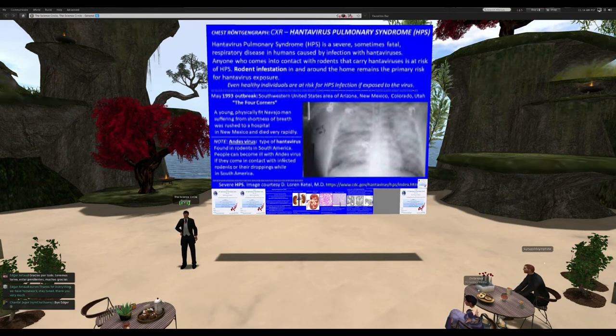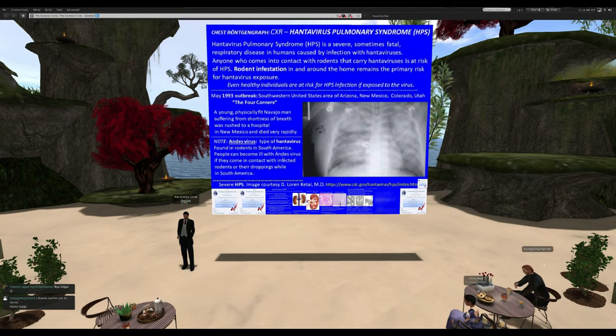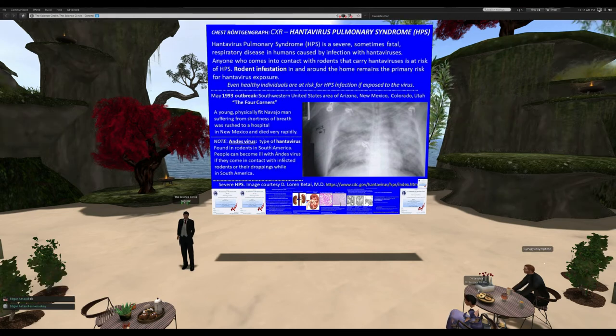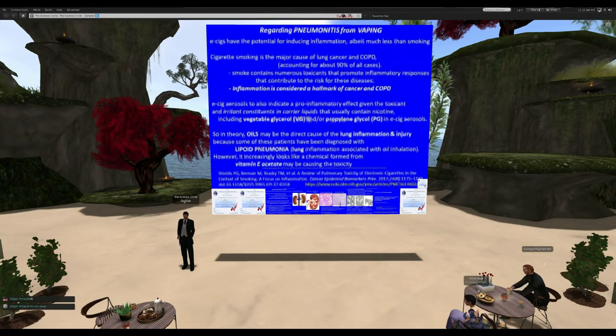I wanted to mention hantavirus is kind of interesting, and I don't want to get off on it, but it occurs in the Andes, and it likes rodent droppings, rodent excrement. Hantavirus can cause ARDS, like a lot of insults. Here's a young, healthy, physically fit Navajo gentleman who developed rapidly increasing shortness of breath and dyspnea and died from respiratory failure, all because of exposure to this hantavirus that he probably contracted from nature.